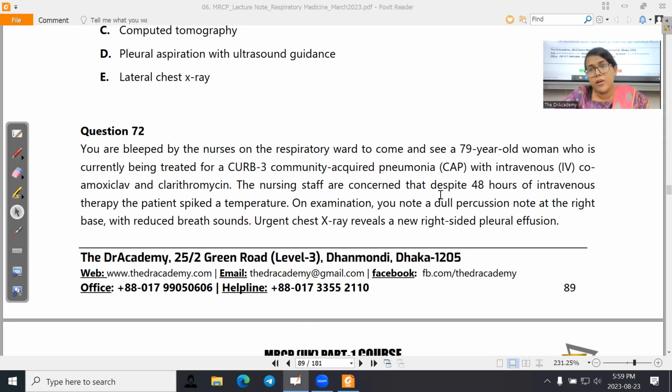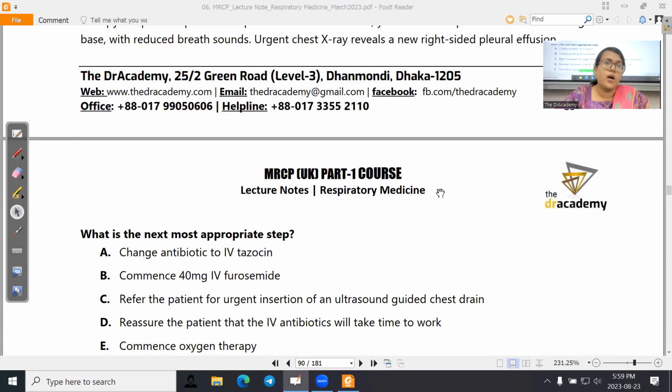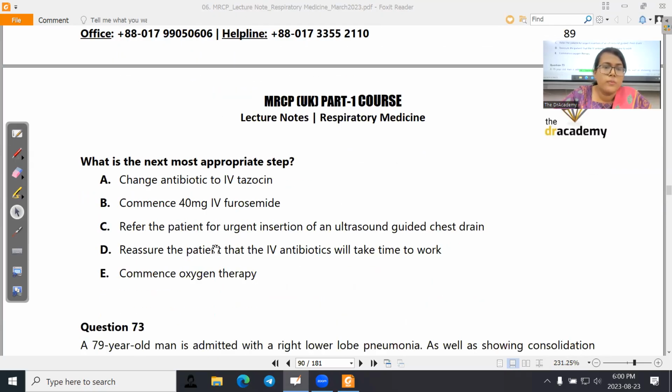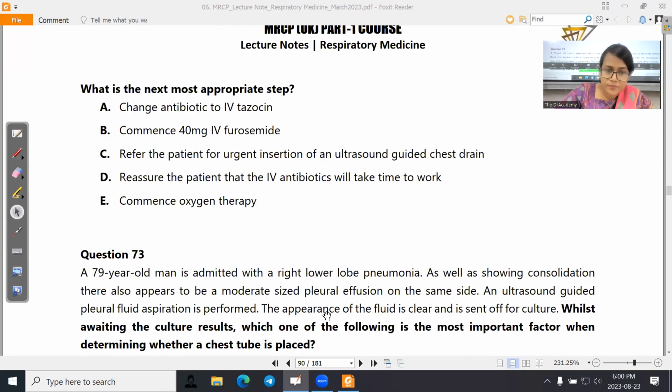So if you're getting parapneumonic effusion, your next line of treatment, also therapeutic modality, should be chest drain, because the parapneumonic effusion will act as an infectious nidus, okay? And no matter how many antibiotics you change or increase the dose of the coexisting antibiotic, it will not cause clinical improvement because your effusion is not being drained out yet, okay? So that's why the correct option will be refer the patient for urgent insertion of USG guided chest drain. Did you understand that, Dr. Prabhasha? Yes, ma'am. Okay, thank you for trying.